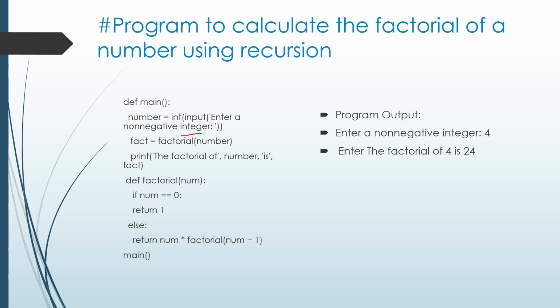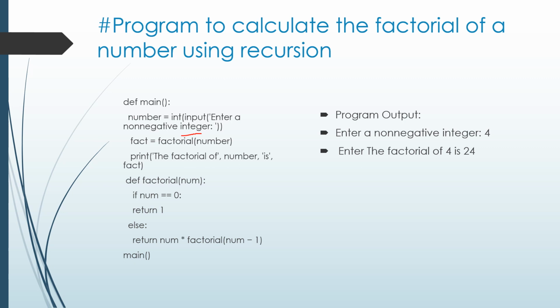The text 'factorial of' is enclosed within single quotes, so this will be printed in the output. Number does not have single quotations, so it is the value of the above number. The input taken from the user will be displayed here. Fact is the value stored, and that will be displayed here.